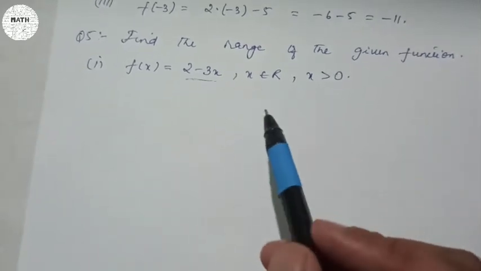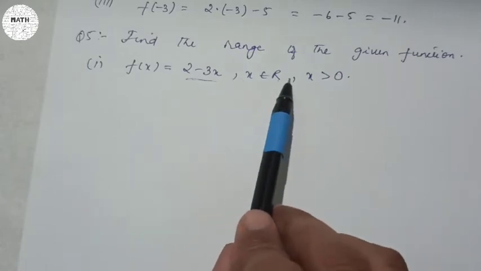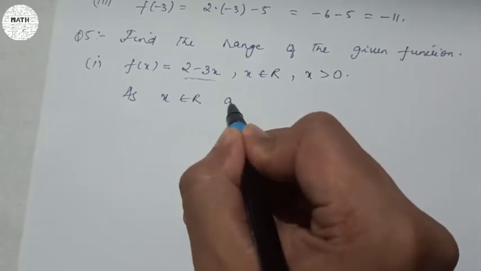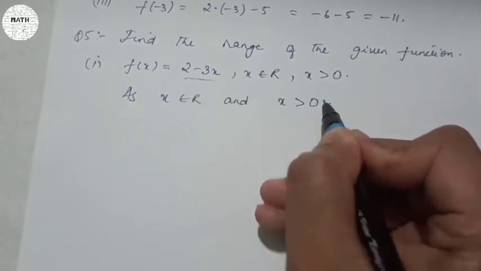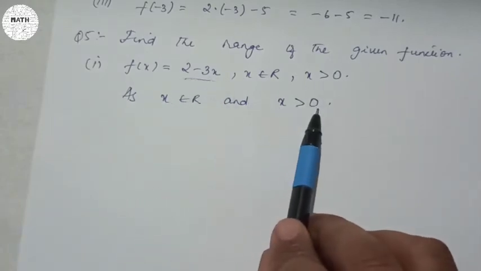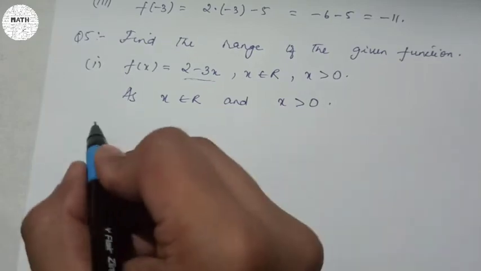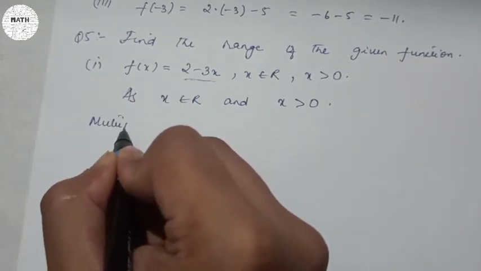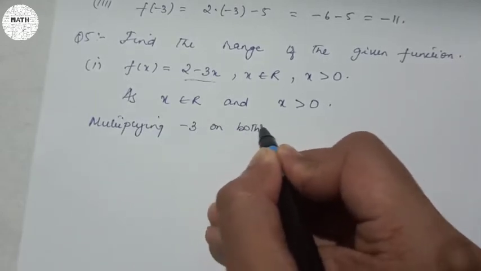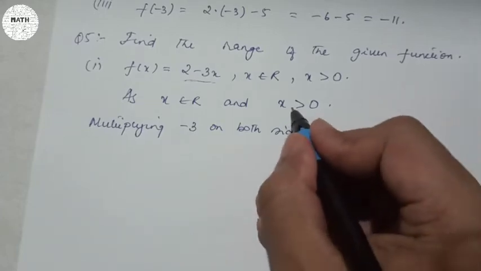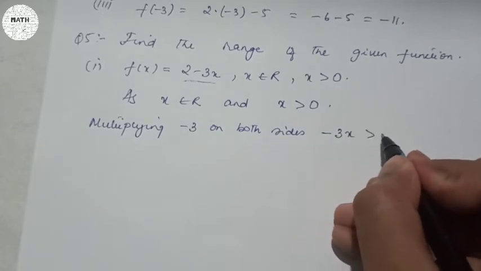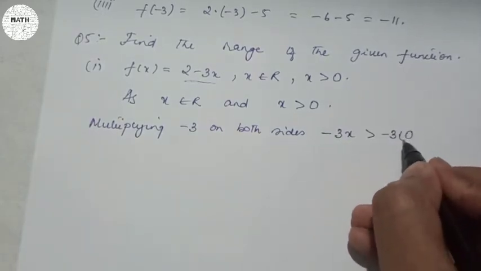As you can look over there in the question, it's given x belongs to R and x is greater than 0. I'm gonna take the help of this in order to get the answer. So x greater than 0 already done. Next step, I can say multiplying minus 3 on both sides. So if I multiply minus 3 on both sides, I'll get minus 3x greater than minus 3 into 0. You can do it in this manner.